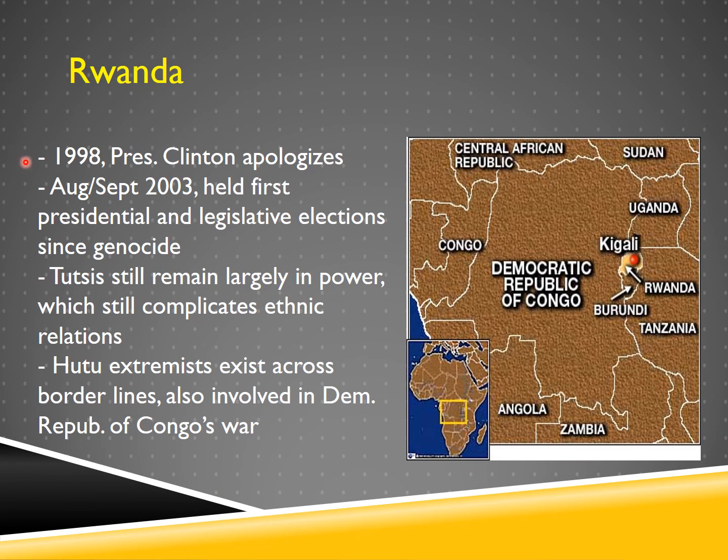In 1998, President Clinton apologizes. In August-September 2003, Rwanda held its first presidential and legislative elections since the genocide. The Tutsis still remain largely in power, which still complicates ethnic relations. Hutu extremists exist across border lines, also involved in the Democratic Republic of Congo's war.